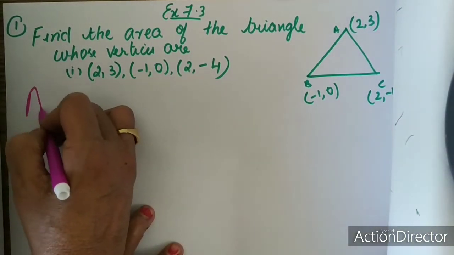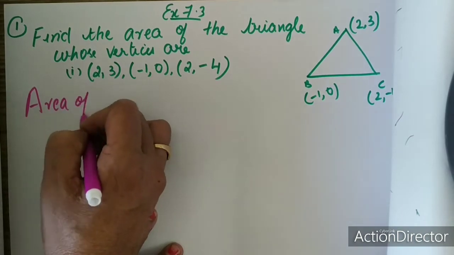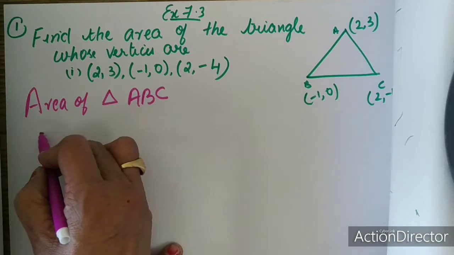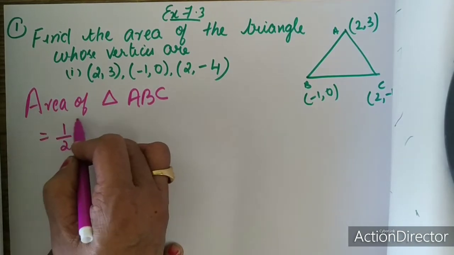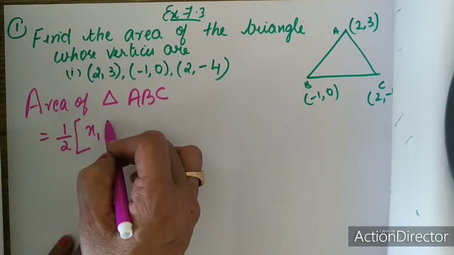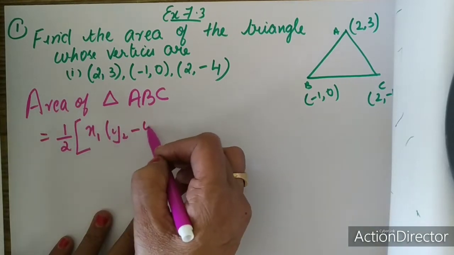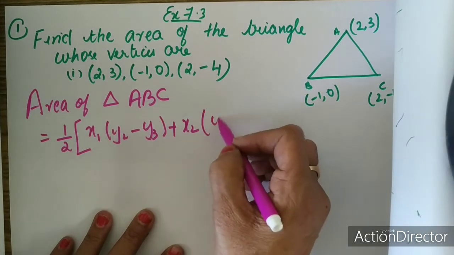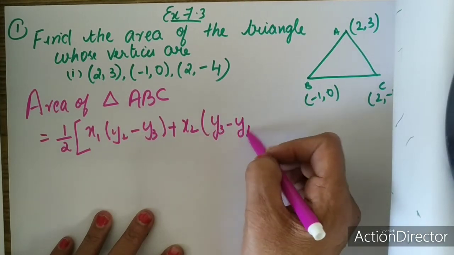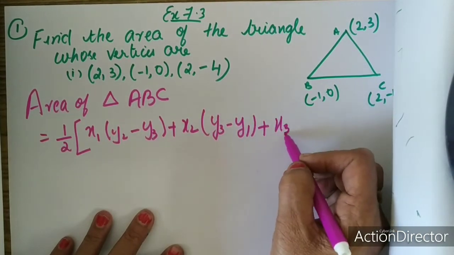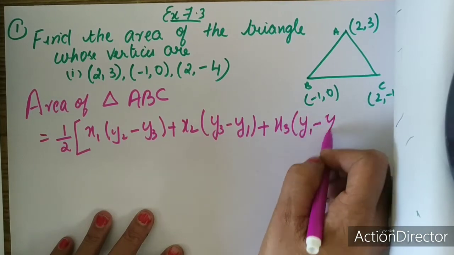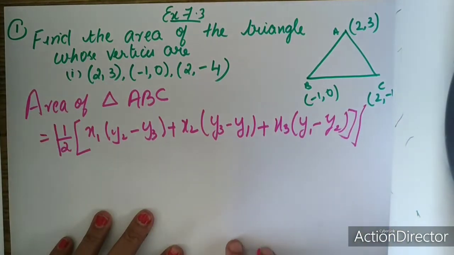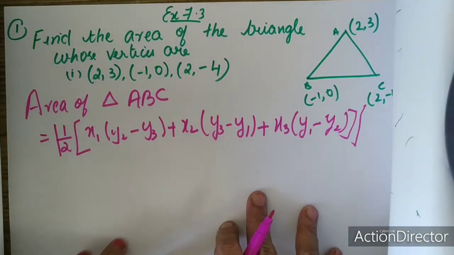Area of triangle ABC is equal to, write the formula, half into x1 into (y2 minus y3) plus x2 into (y3 minus y1) plus x3 into (y1 minus y2). Bracket close, write the modulus over here. Modulus means you have to take the positive value since the area cannot be negative.